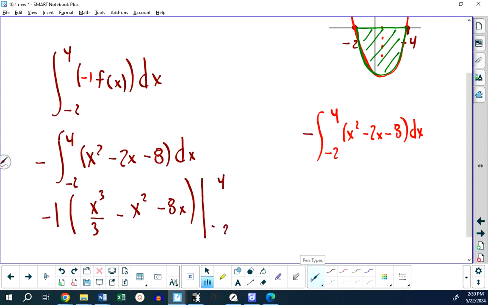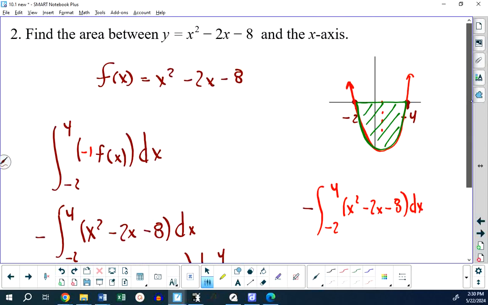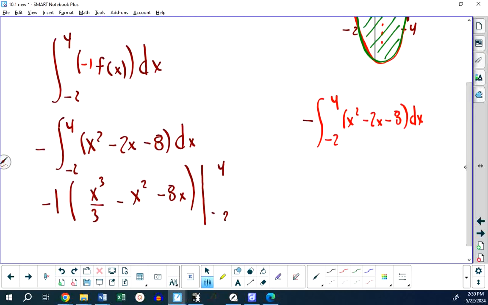How long have I been doing that? Somewhere along the way I switched it. It's negative 2 to 4. So now what we have to do is... I'm being sincere. Math can be fun, but this is the least fun part of finding area. Now you got to put those numbers in. You got to grind away on your calculator.